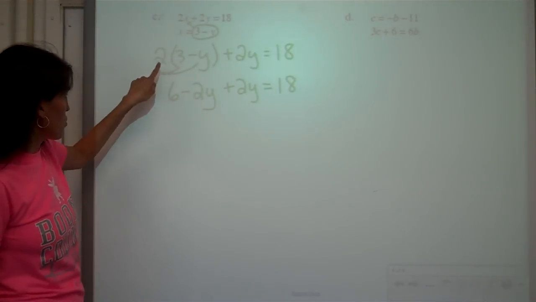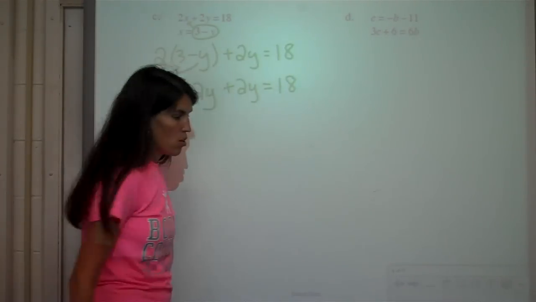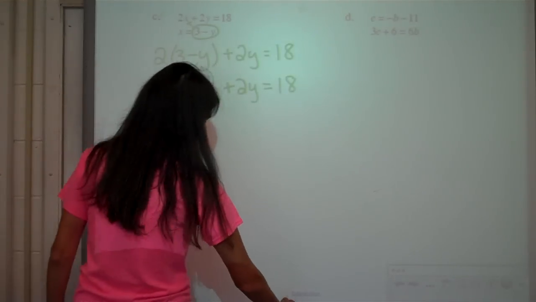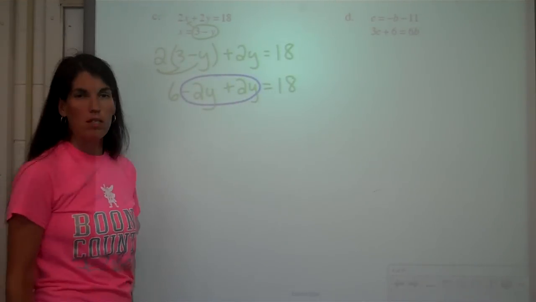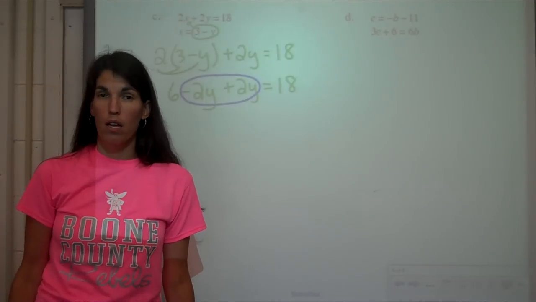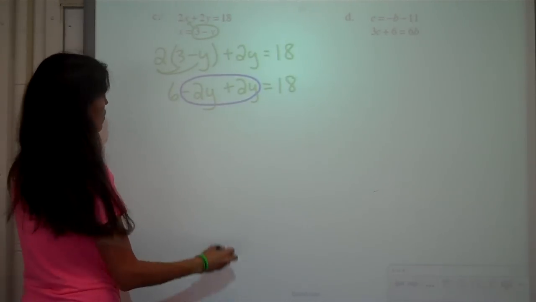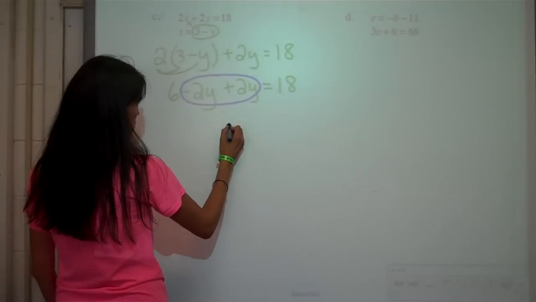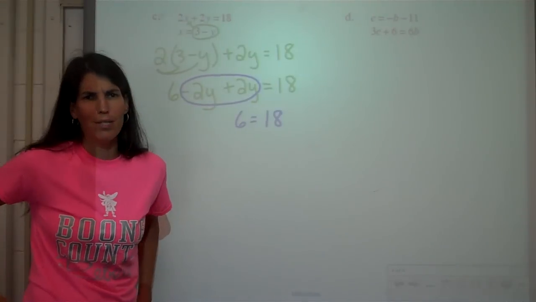I distributed 2 times 3, 2 times negative 2y. So, combine like terms. These are like terms. Those are opposites. Negative 2y plus 2y. They're opposites, so when you add opposites, what do you get? 0. 2y minus 2y is 0. 6 equals 18. What does that mean?